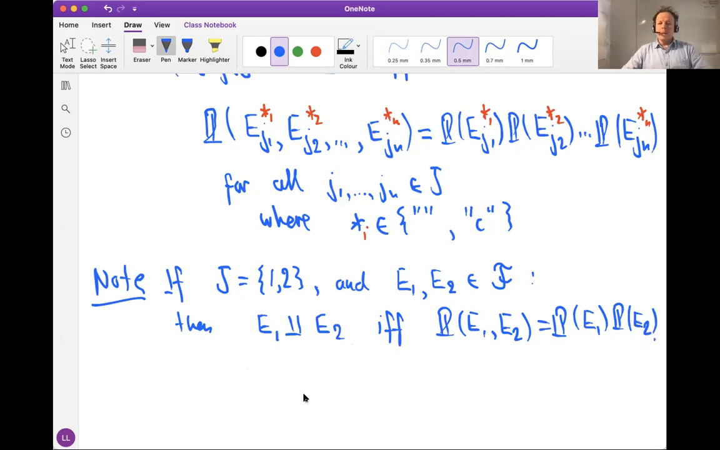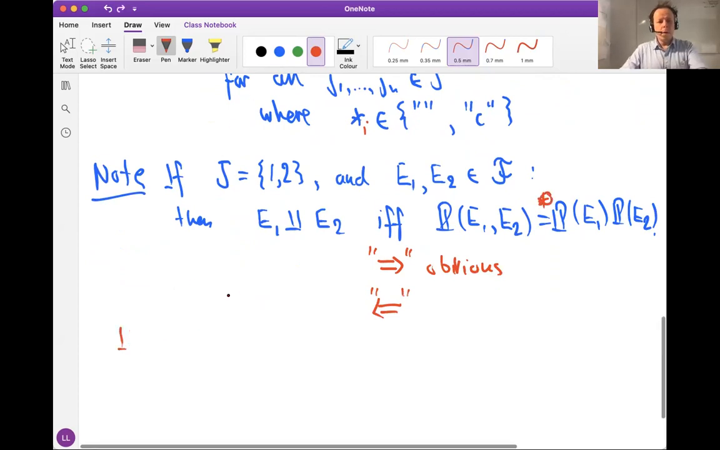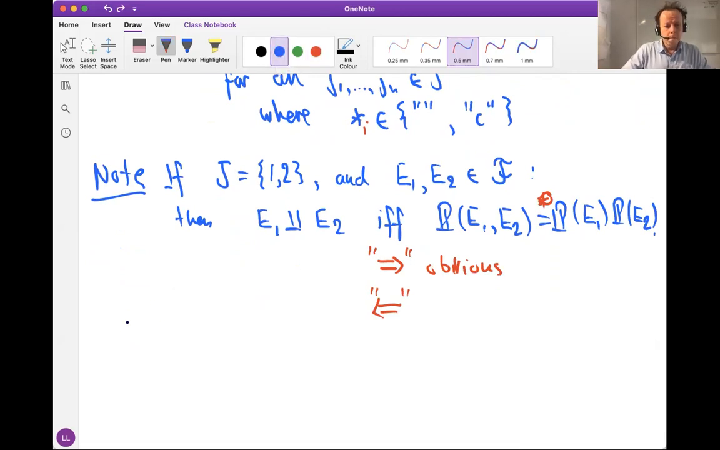And this seems to be a little bit contradicting what was just said previously. Why is this true? This direction is clear. Let me write obvious, because it's in the definition. What about the other direction? What if this condition star holds? Let's assume that star is correct.